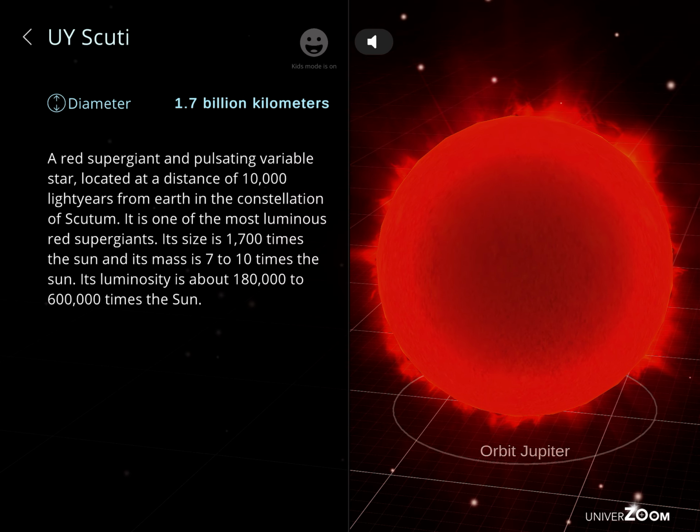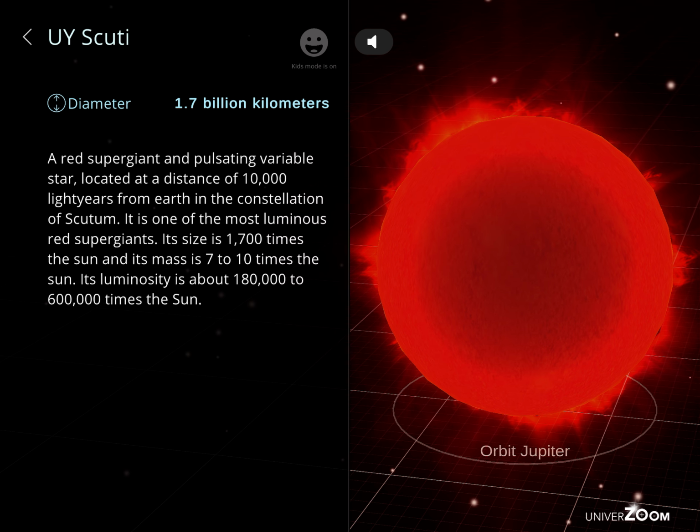UY Scuti, diameter 1.7 billion kilometers, a red supergiant and pulsating variable star, located at a distance of 10,000 light-years from Earth in the constellation of Scutum. It is one of the most luminous red supergiants. Its size is 1,700 times the Sun and its mass is 7 to 10 times the Sun. Its luminosity is about 180,000 to 600,000 times the Sun.